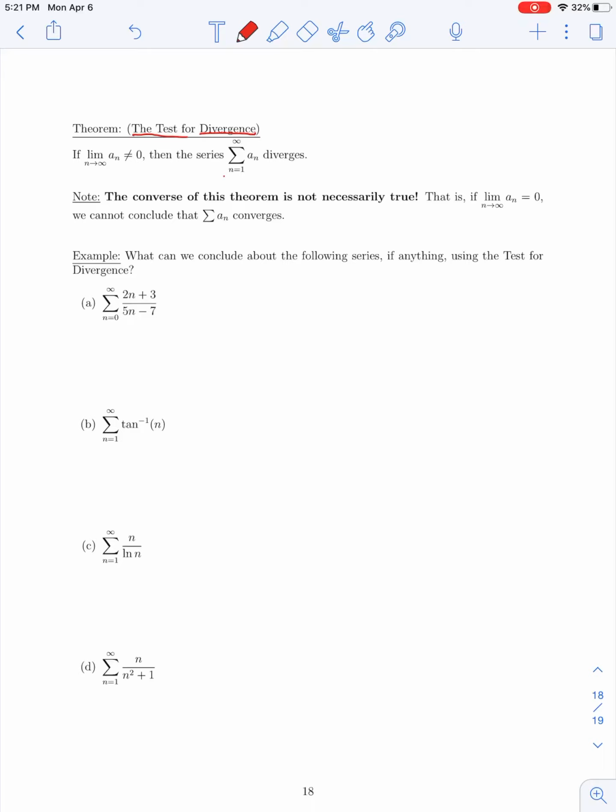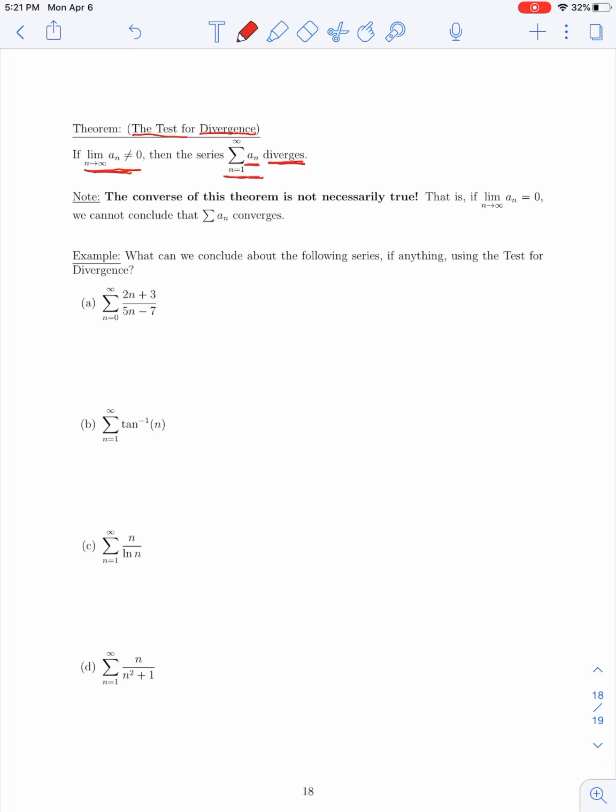If we're looking at a series summing from n equals 1 to infinity of a sub n, if the limiting value of this a sub n term as n approaches infinity is anything other than 0, then the series diverges.